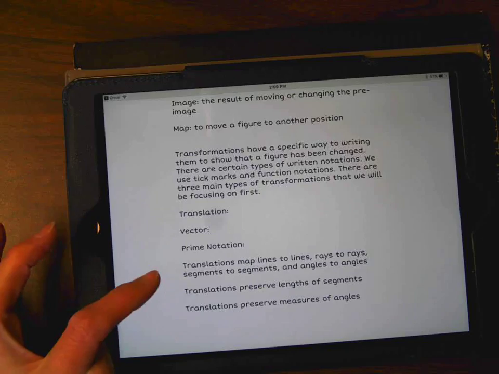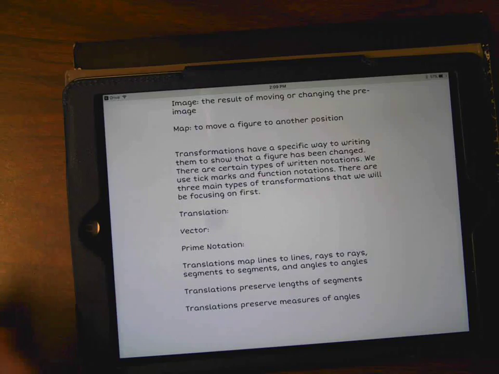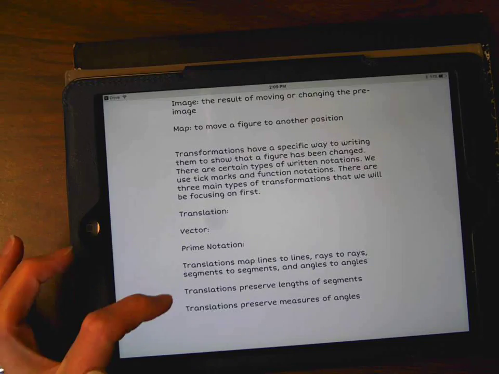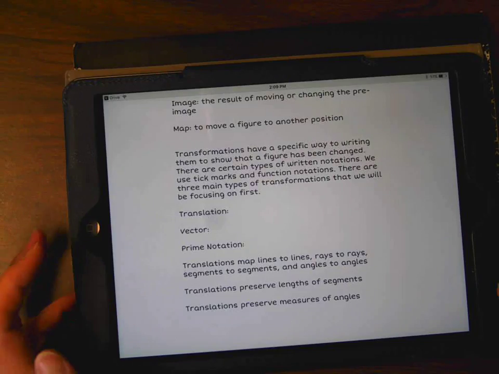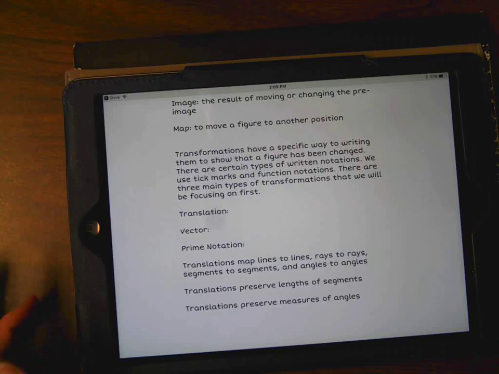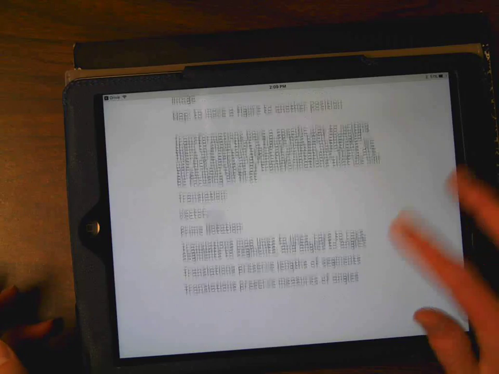So let me go over that one more time. Translations map lines to lines. The lines don't get longer. They just go to another spot. Rays to rays. Again, they don't get any longer. They just go to another spot. Segments to segments, and angles to angles. All of those are preserved when they move. You draw them exactly the same. So preserved means they have to stay exactly the same.